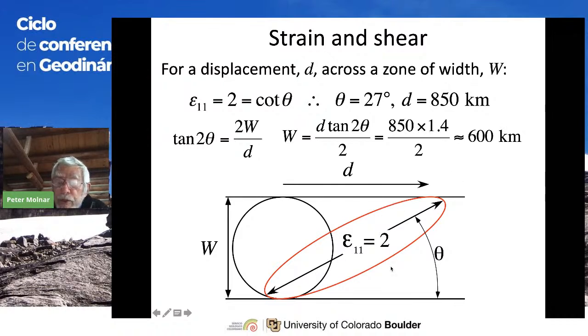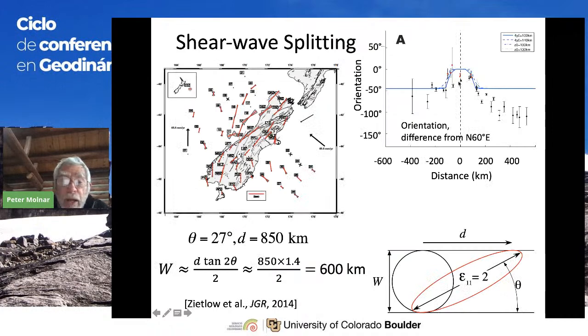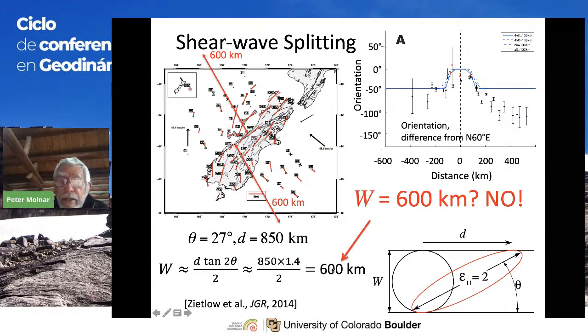The width of the shear zone, in fact twice the width of the shear zone, would be twice 600 kilometers. In a picture like this, we're putting 27 degrees in here, assuming a displacement of 850 kilometers across the region, 600 kilometers. But that's ridiculous, because 600 kilometers is this kind of a dimension up in here. This is wrong. This is categorically wrong. So there's some assumption that we've made that's wrong.